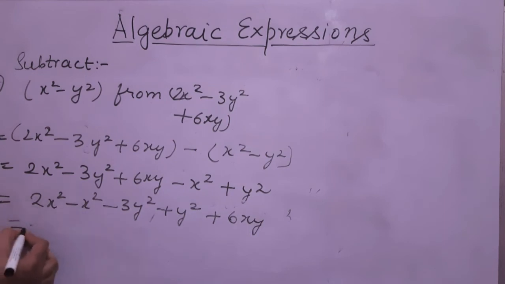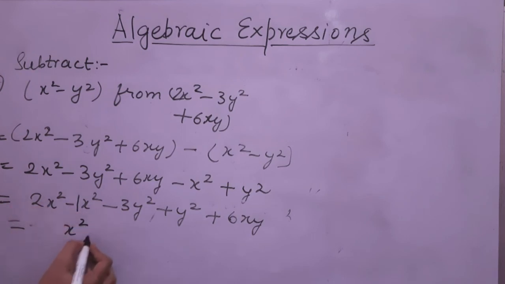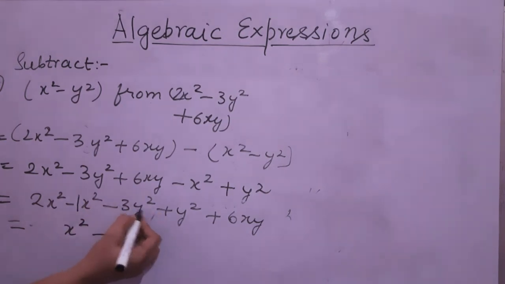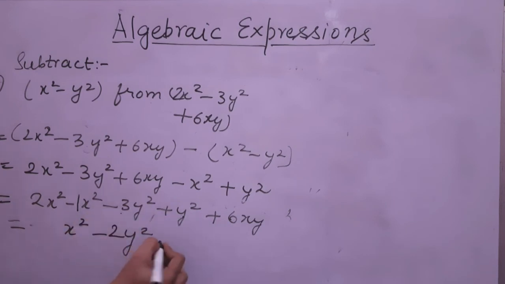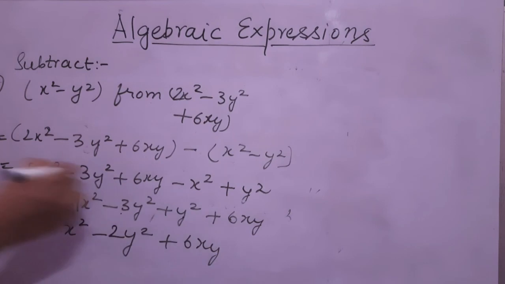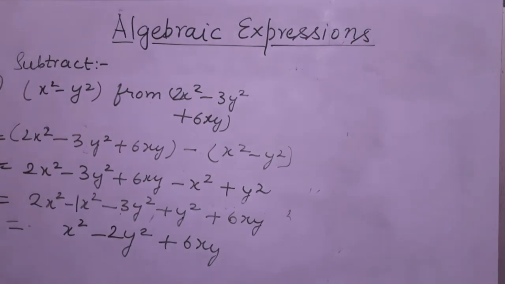Now 2x square minus x square, since there is no coefficient, by default 1 has to be considered as the coefficient, so 2 minus 1 is 1, so the final answer will be x square. Plus minus minus, sign of the greatest number, so 3 minus 1 will be 2, so the sign of the greatest number is negative, minus 2y square, plus 6xy. This is the final answer.